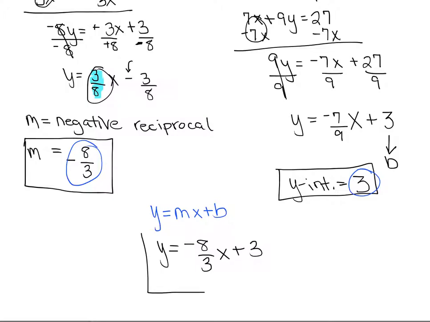And this is what you'll type into MyMathLab. You'll type in y with an equal sign, and then negative 8/3, then x and plus 3, and that is your final answer.